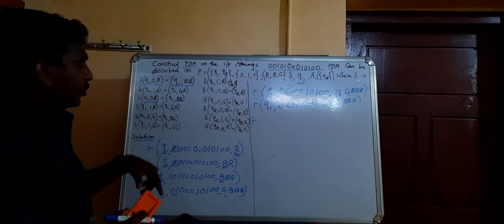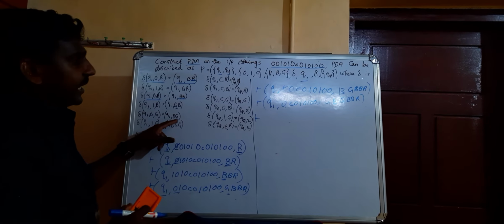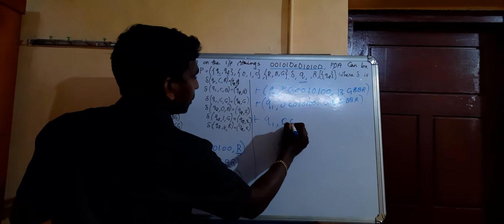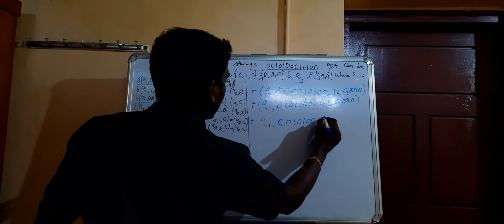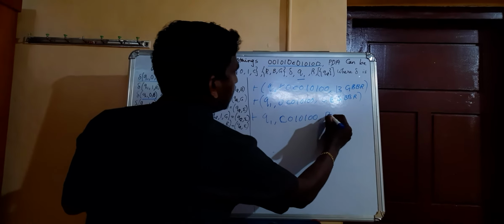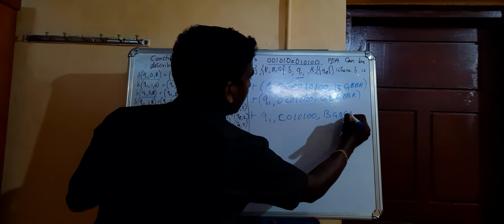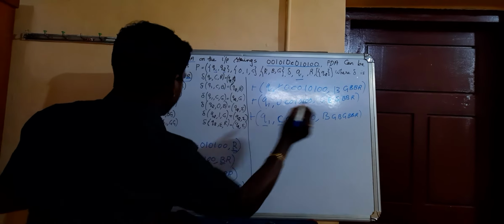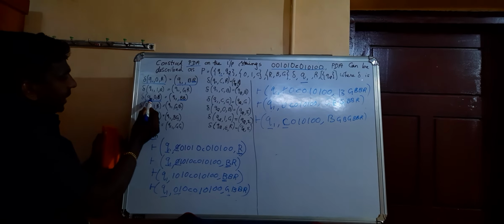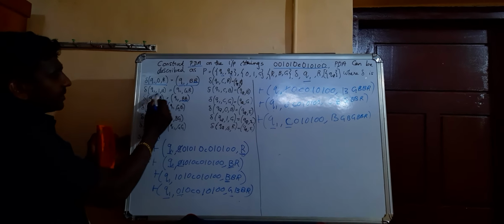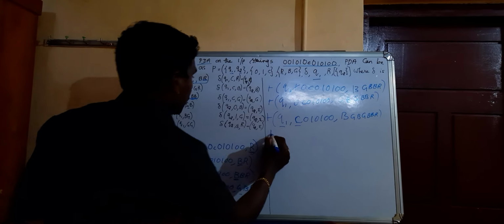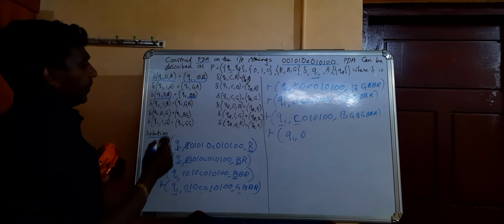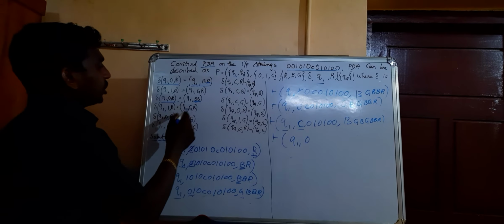Okay, so B is there, 0 G is there, and B is pushed into the stack. So Q1 comma C 0 1 0 1 0 0 comma B, B G, B B R. Okay, now again check Q1 0 B. Where is Q1 0 B? It is there, Q1 0 B. B is already there, and this 0 is pushed into the stack. So now Q1 comma 0, B already there, B is pushed into the stack, right?